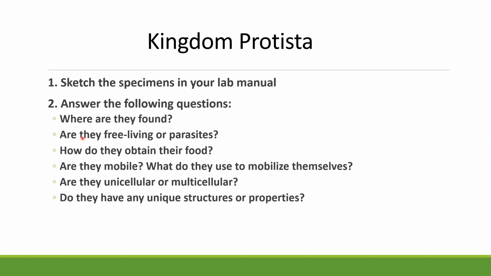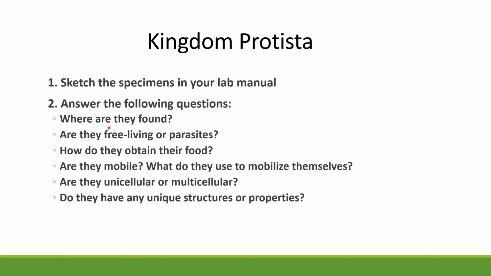So as we go through the kingdom Protista, this is what you're going to do. The only way you are going to be successful on the lab practical is if you actually take the time to do these exercises in your lab manual. In your lab manual for activity 5 and activity 6, you will sketch the specimens that you are presented with. For example, you will sketch a preserved amoeba. You will also sketch a live amoeba, and I will show you which slides you will use to do this. And then you will answer the following questions.